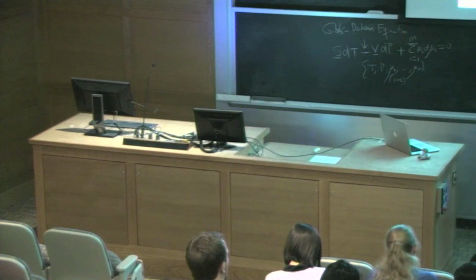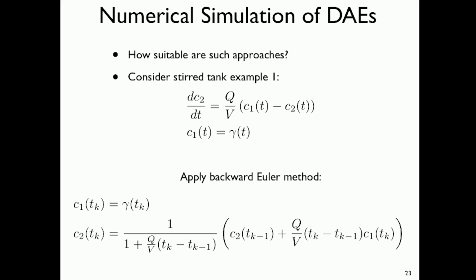So do you get something like this? This equation is easy: C1 at tk is gamma of tk. I substitute up here, C2 of tk minus C2 of tk minus 1, over delta t, which is tk minus tk minus 1, and then solve for C2 of tk, and you get a formula like this. Okay?